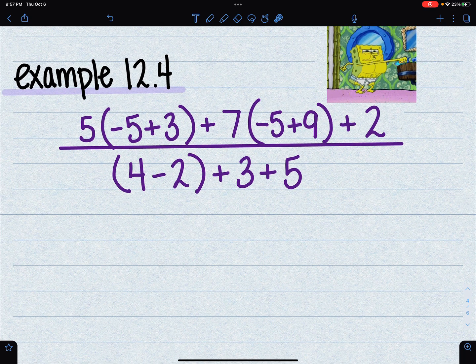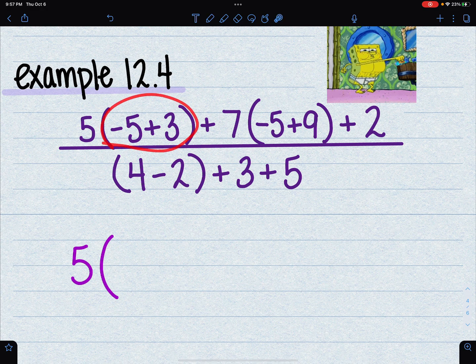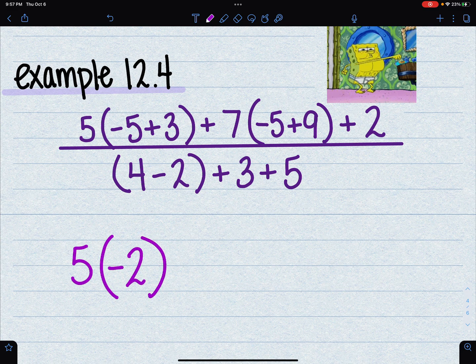Let's start with the numerator. The first thing that we're going to do is simplify inside the parentheses. Everything else, I'm just going to bring down and not even think about it. Let's bring down that 5. Bring down this parentheses. What would it be? Negative 5 plus 3? That's going to be a negative 2. And then I'm just bringing stuff down. Everything else that I'm not going to touch, I'm bringing it down.